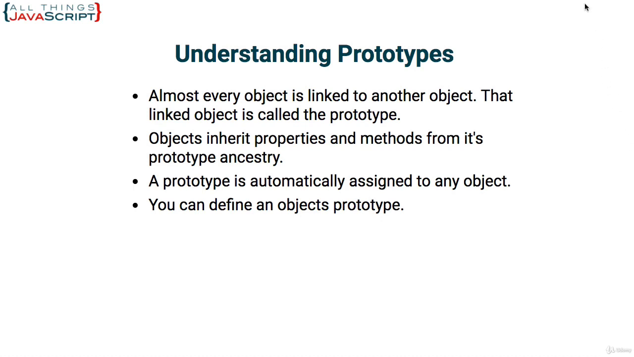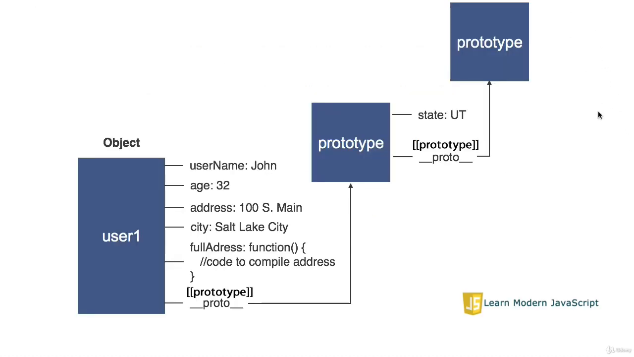All right, let's take a look at a diagram that can help illustrate the prototype. So here on the left side, we have an object. Its identifier is user1. It has some properties: username, and the value is John; age, 32; address, city. Full address is a function, and there's code inside of that function. There is a default property assigned to this object, and that default property is referred to using both of these terms.